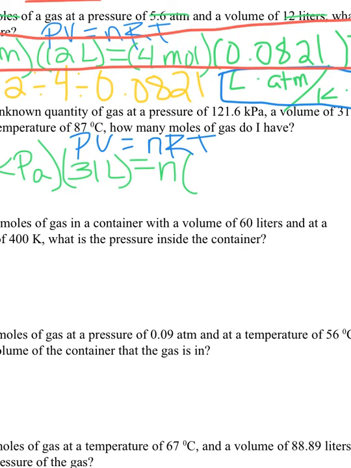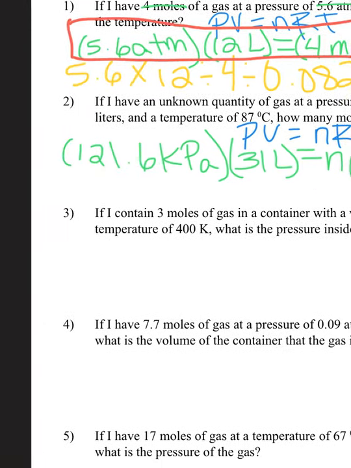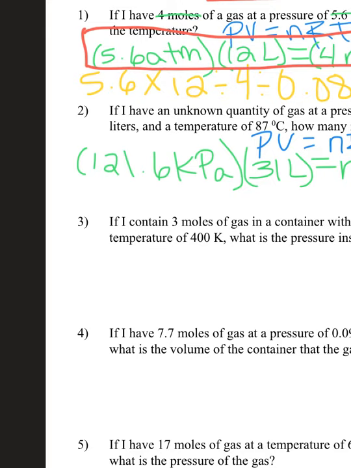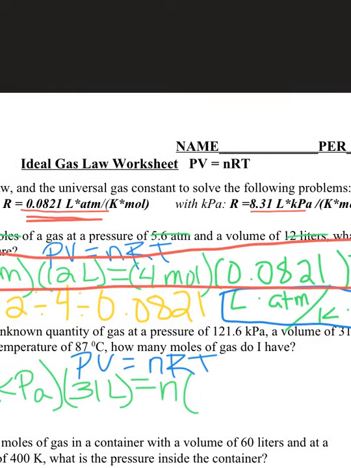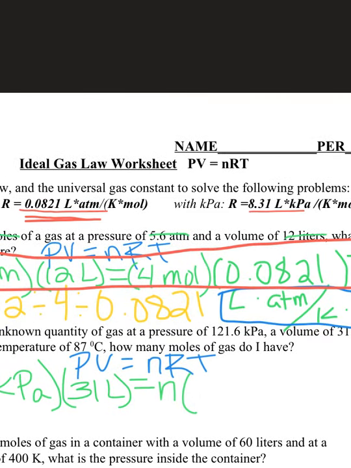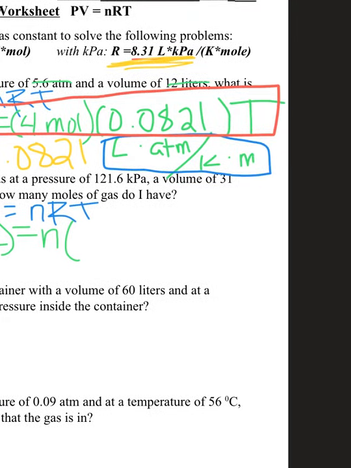So which R value are we going to use? Once again, here's how you figure that out. Look at your pressure. What is the unit of pressure? Kilopascals, kPa. So the R value that you use has to have kilopascals in its unit. So which R value has kilopascals in its unit? This one over here this time, 8.31.